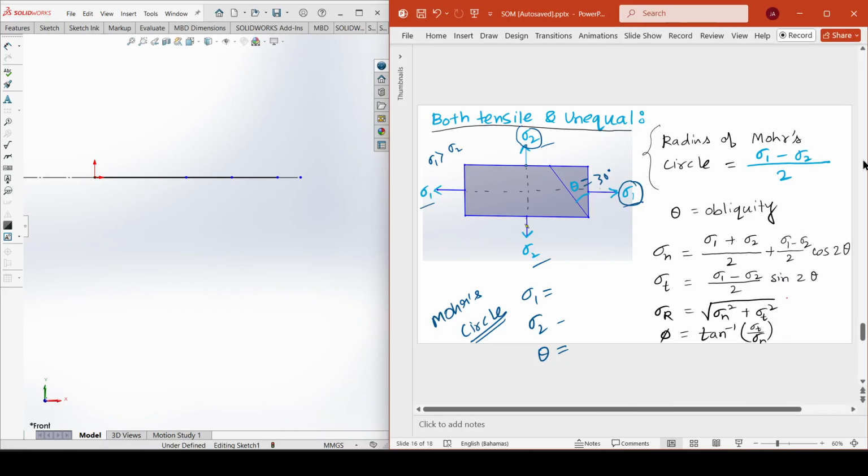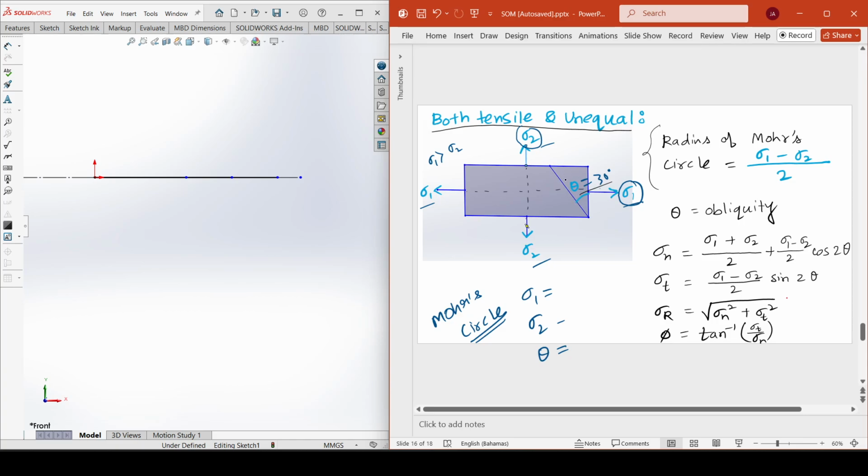Hello everyone. In this video, we will talk about the Mohr circle in two cases, for both tensile and unequal cases. You can see a bar here, and in this bar you have got sigma 1 and sigma 2, which are tensile stresses and they are unequal. This is a plane at a theta degree angle. This theta is the angle at which this plane sits in the bar.